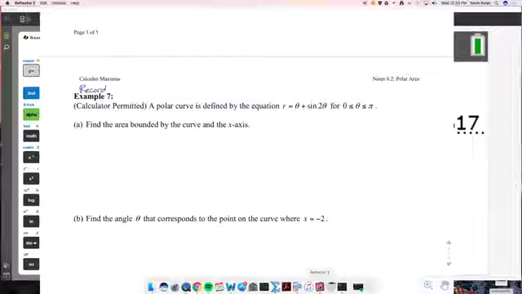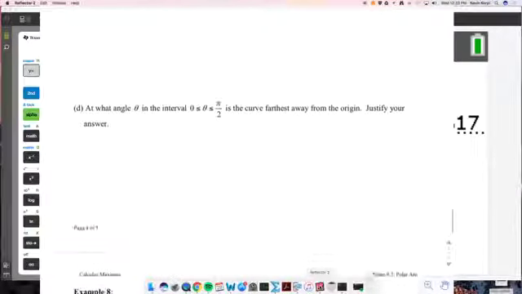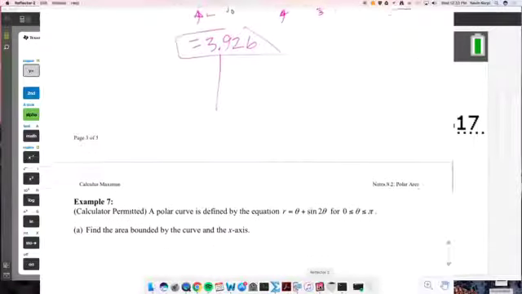Let's try it. Do we have time for example 7? We have like 10 minutes, and this is like a free response. I don't think we have time for example 7. So here's what I'm going to do. I'm going to stop right there for today and give you the rest of the class to start the worksheet. In 10 minutes, you could probably get one of them done, all right?